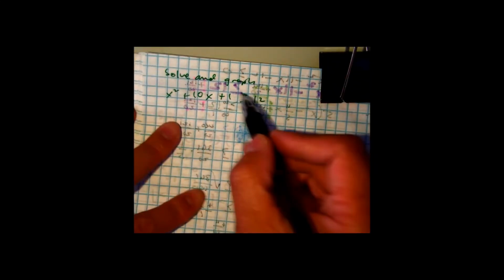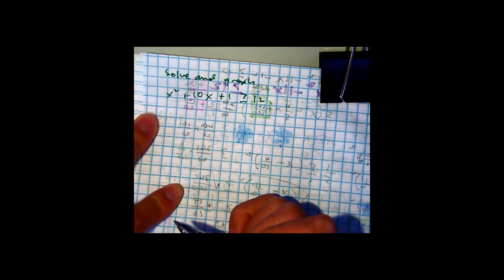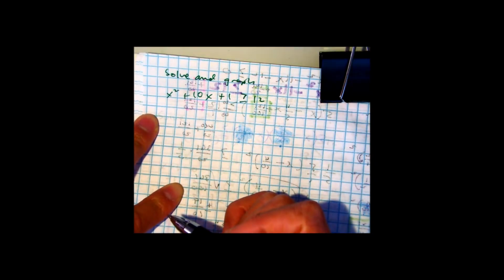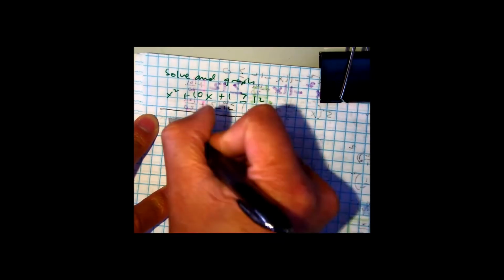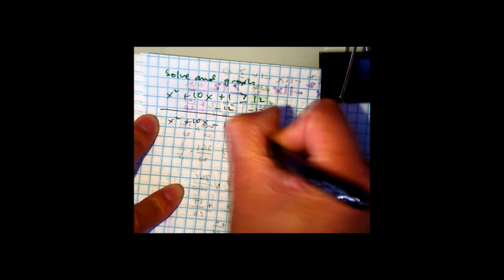Alright, in this problem we're asked to solve and graph x squared plus 10x plus 1 greater than or equal to 12. Pretend this is an equal sign. When you're solving anything to the power of 2, we need to set it equal to what? Set it equal to what number? 0. Subtract 12. x squared plus 10x minus 11 greater than or equal to 0. I'm going to take a shot at factoring.